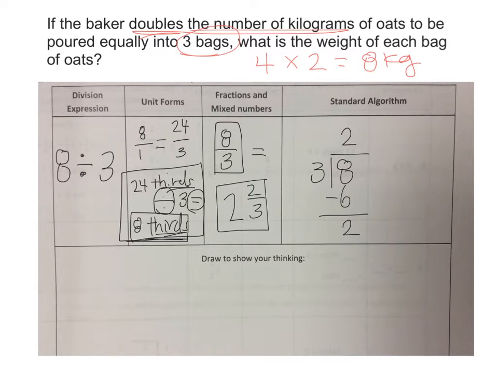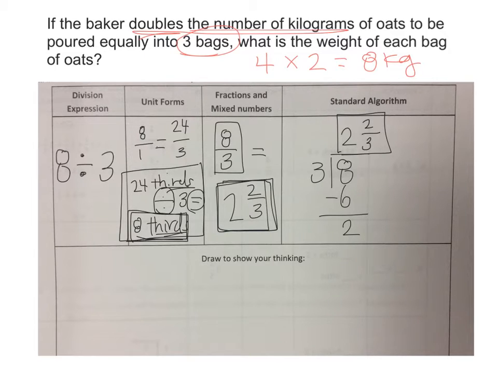There's nothing to bring down. Our remainder is 2, and our divisor is 3. So how can we write that as a fraction? Vasisht? Bring the 2 up and use it as the numerator, and then make the 3 the denominator. Yeah, okay. So then our answer is 2 and 2 thirds. Is that the same as when we used fractions over here? Yeah. Is it the same as when we used unit form? Good. Okay, so far we're feeling pretty good.